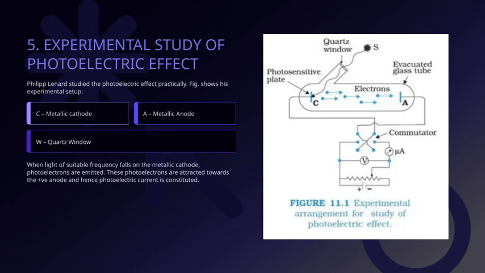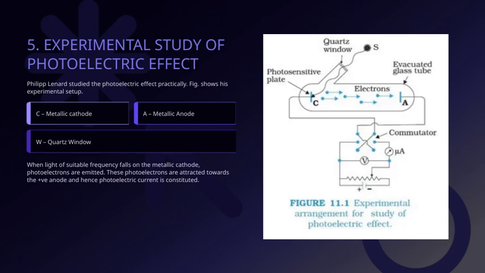Next, there's the quartz window, W, which allows the light to pass through without interference, ensuring the photons reach the cathode effectively. This setup was practically studied by Philip Lenard, who conducted experiments to understand this phenomenon better. As shown in the diagram, his experimental arrangement includes all these components working together to demonstrate how light can eject electrons from a metal surface. Understanding this setup helps us grasp the fundamental principles behind the photoelectric effect, which was pivotal in advancing our knowledge of quantum physics.